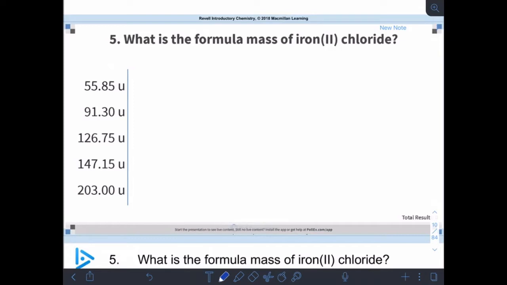So we're going to calculate the mass of iron 2 chloride. So our formula will be FeCl2. Because it's iron 2 chloride, I need 2 chlorines to go with it. This is where we're building on your skills with nomenclature. Okay, it's very important. So I have 1 iron.